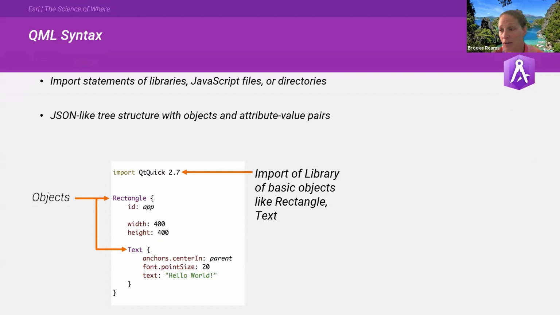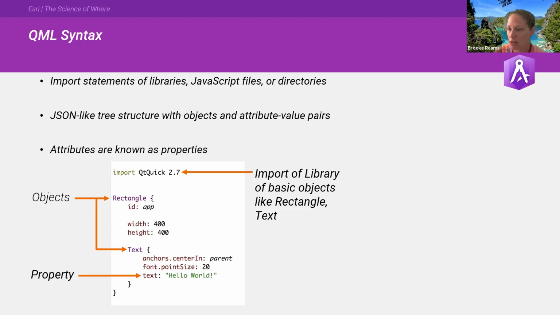Now, if you're familiar at all with JSON, QML is going to look extremely familiar to you because it is a JSON-like tree structure with objects, and those objects have attribute value pairs. So in the sample that you see here on the screen, we have objects for a rectangle and a text object, and the attributes are actually known as properties in QML. So the arrow there is pointed to the text property of the text object.